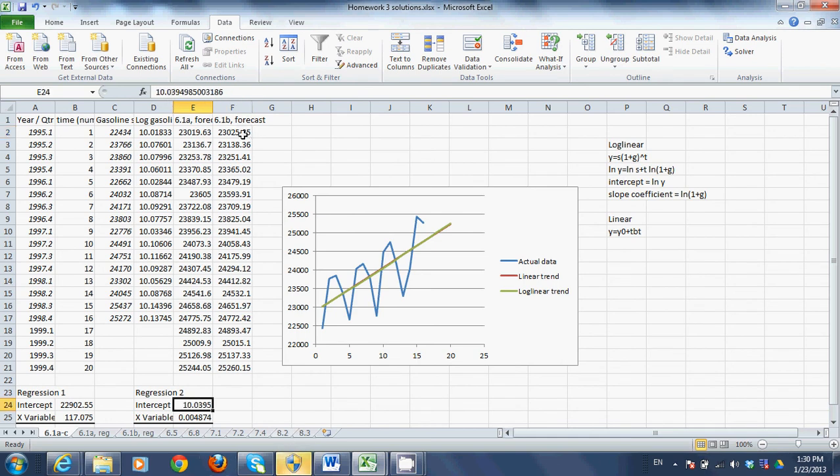So I use exp here, and that's really the exponential function, e to the power of 10.0395 times e to the power of 0.004874 taken to the power of b2. So this is where time comes in. Time shows up as the exponent of this expression.